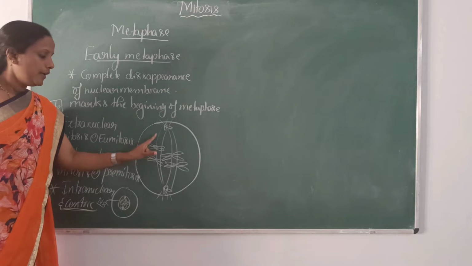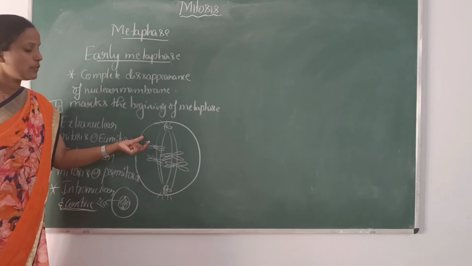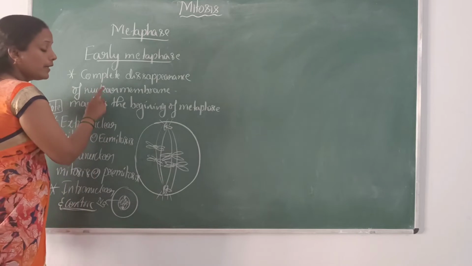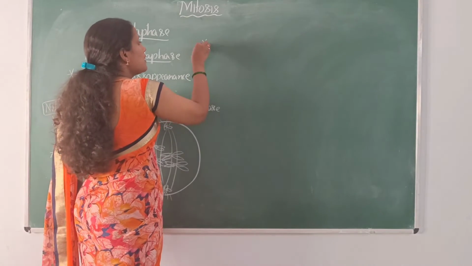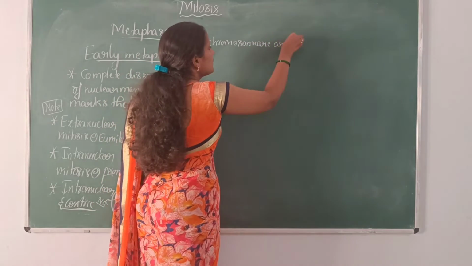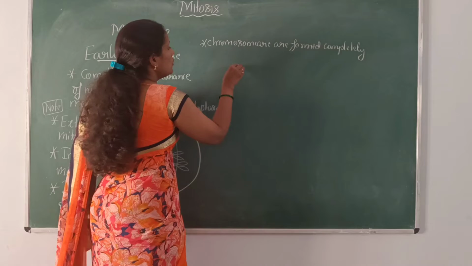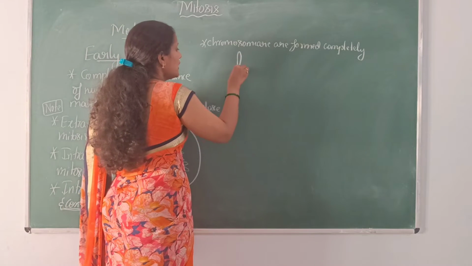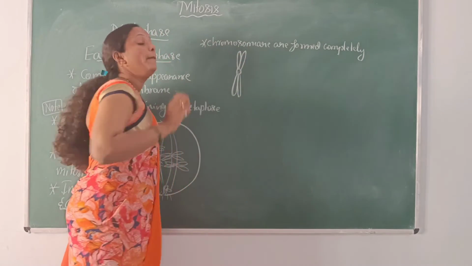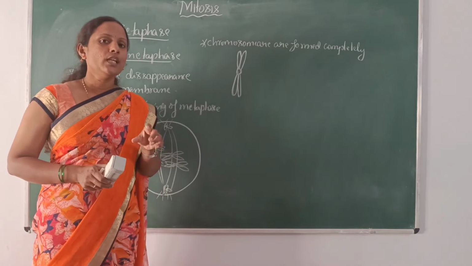And now here the spindle fibers get attached to the chromosomes. So there is a special place for the attachment of spindle fiber to the chromosome. And one more thing you should remember here, during the metaphase, the chromosomes are formed completely. That means the chromosomes with two sister chromatids are formed in the metaphase. So wherever you see in the reference books or in any textbooks, you could see metaphase chromosome.